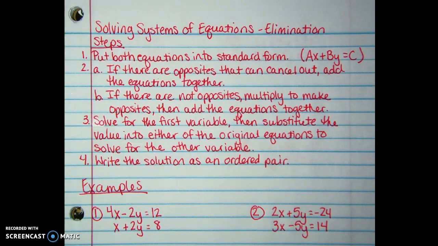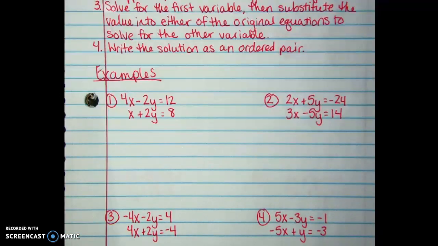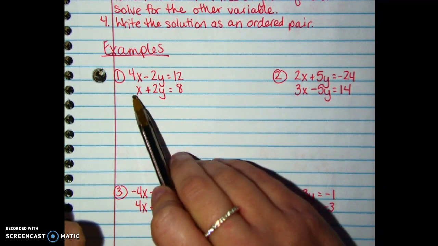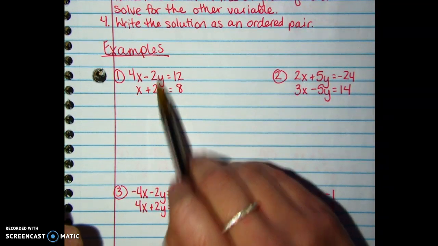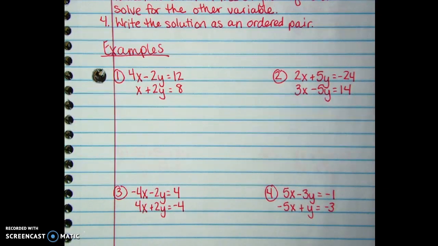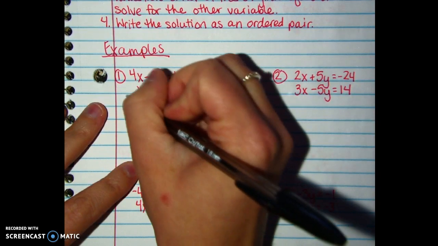Okay, so if you are still copying this down, you need to pause this because I'm about to scoot it up and do example number 1. Okay, number 1, I'm looking for opposites, and 4x and x are not opposites, but I have a negative 2y and a positive 2y here. Those are opposites, so I can go ahead and start just adding the equations together.